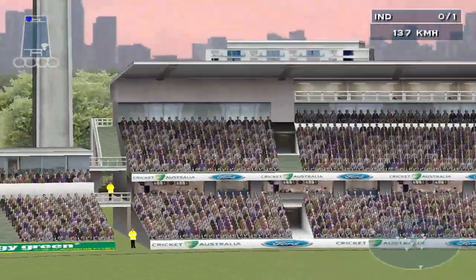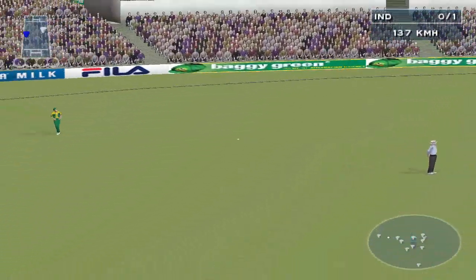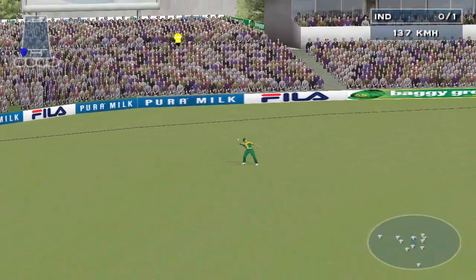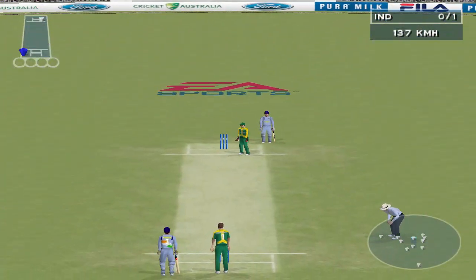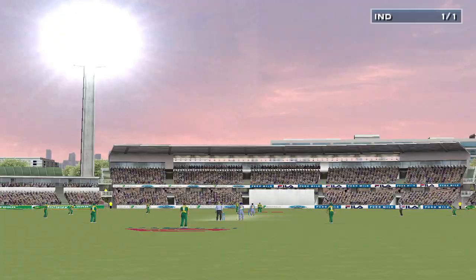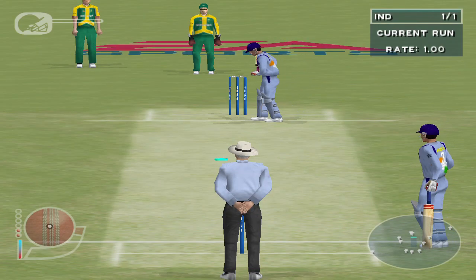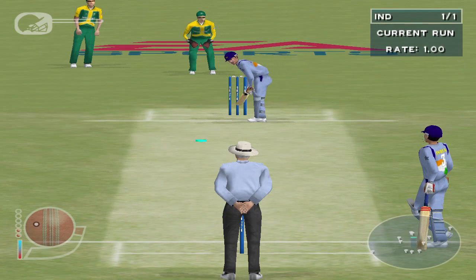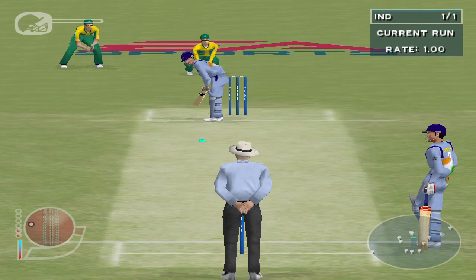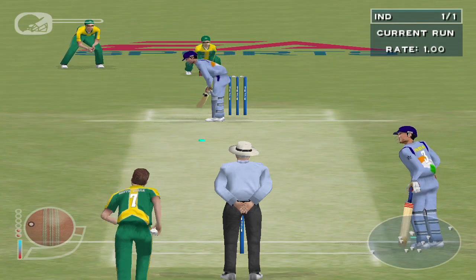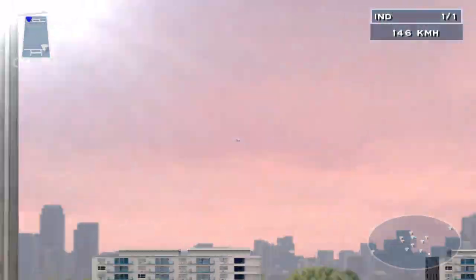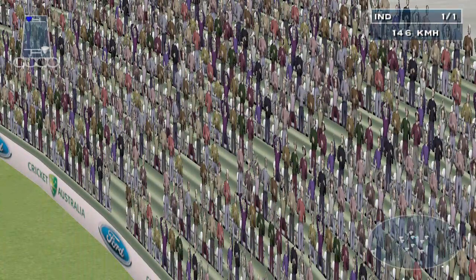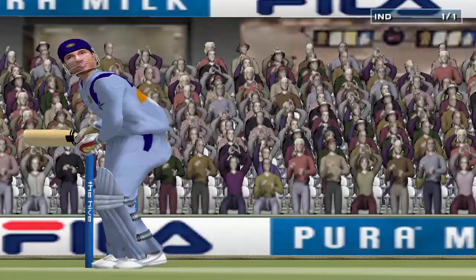There it goes. Peterson is chasing that one. Peterson couldn't quite reach it. There's the first runs of the day for India. That's gone way into the stands. 6 runs. Pollock won't like that at all. The fielder just watched it. Going, going, going.